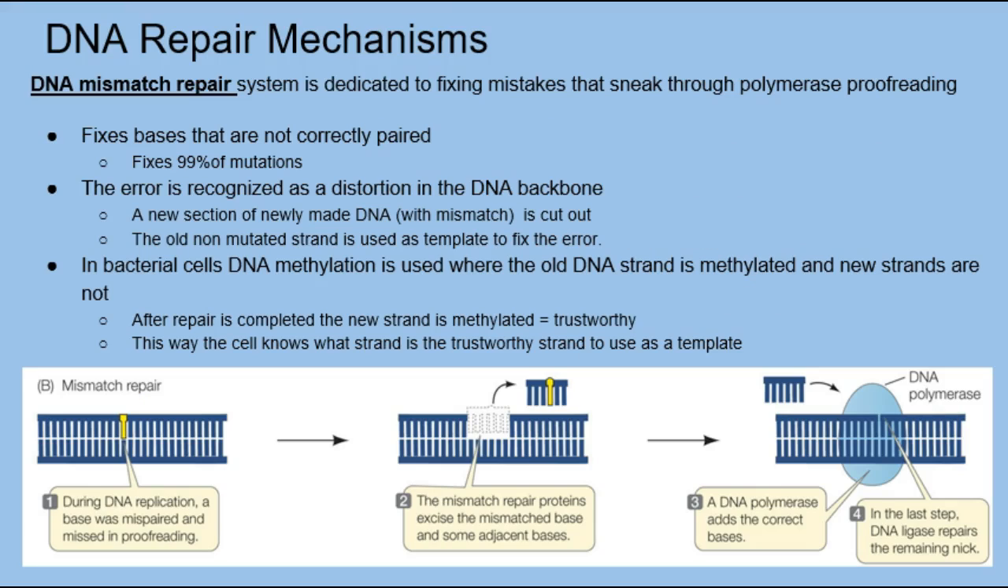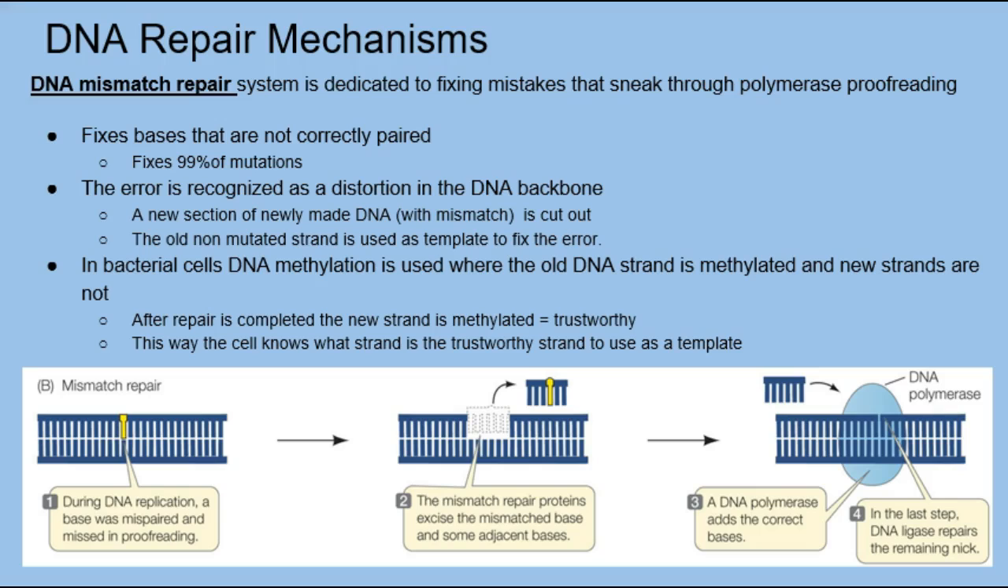There are different DNA repair mechanisms in addition to proofreading. DNA mismatch repair system is dedicated to fixing mistakes that sneak through the polymerase proofreading. It fixes bases that are not correctly paired, which is around 99% of mutations that occur. The error is recognized as a distortion of the DNA backbone, and a new section of newly made DNA with the mismatch is cut out. The old non-mutated strand is used as a template to fix the error.